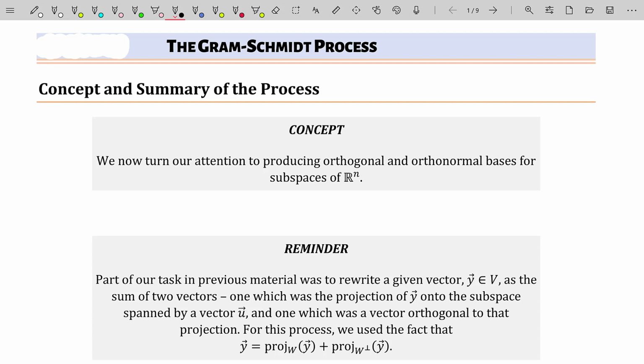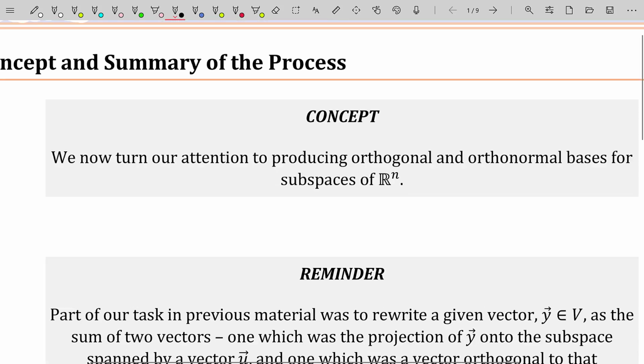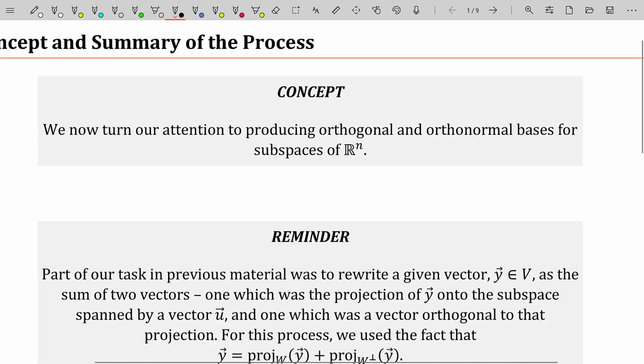This specific topic and series of videos that we're going to go through is for the Gram-Schmidt process, which is an awesome process for orthogonalizing bases. And that's what I say right here. We're going to turn our attention to producing orthogonal and orthonormal bases for subspaces of Rn.